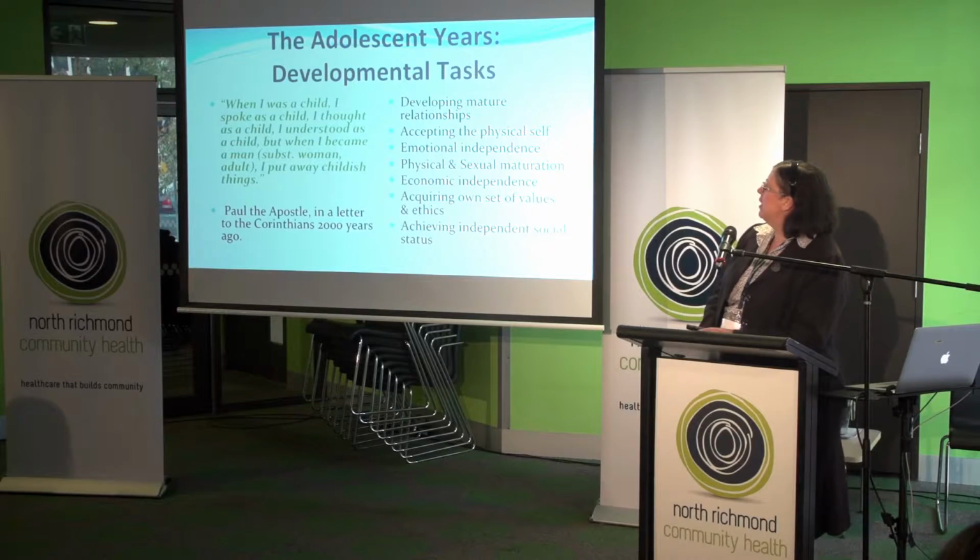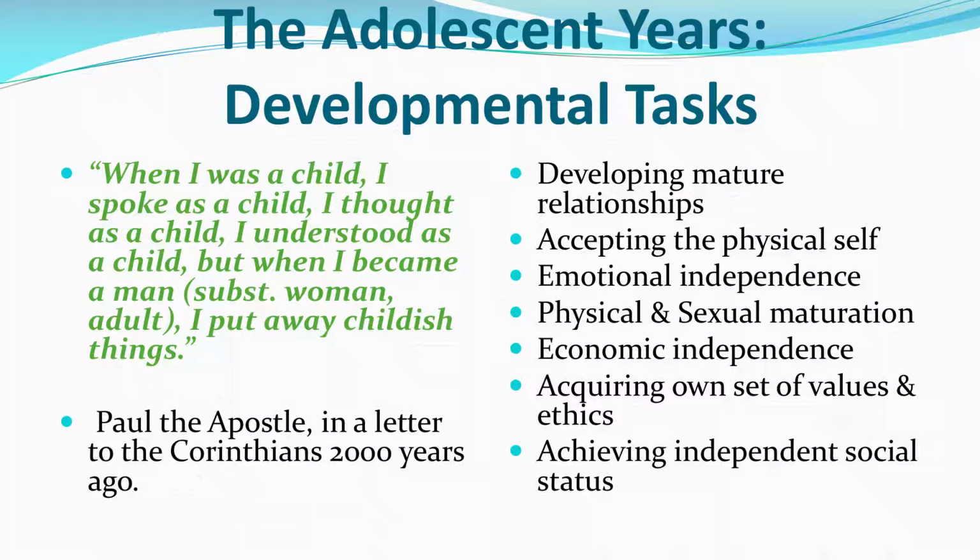In the adolescent years, they're developing mature relationships, accepting the physical self, emotional independence, physical and sexual maturation, economic independence, acquiring their own set of values and ethics, and achieving independent social status. This is a lot happening in their lives, and if they're not particularly interested in their diabetes, their oral health or whatever, on one level that's not surprising.